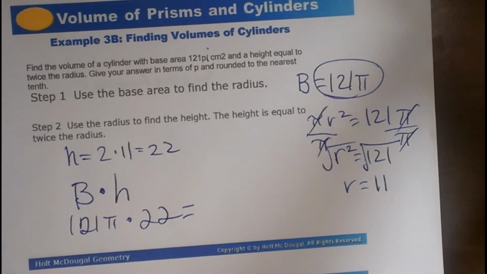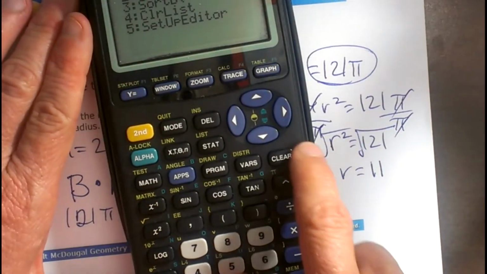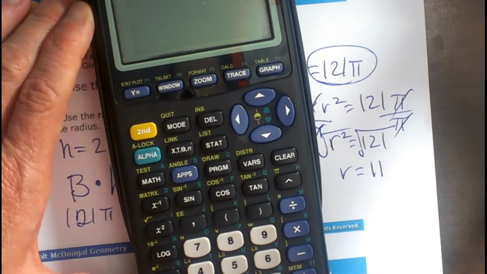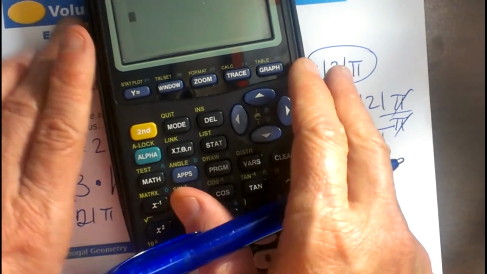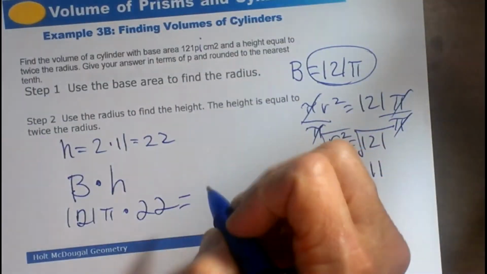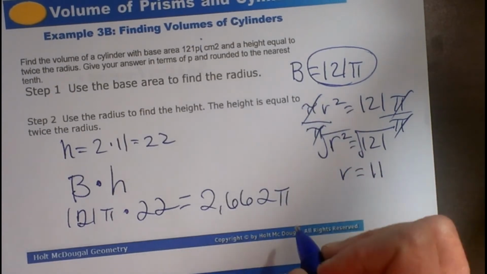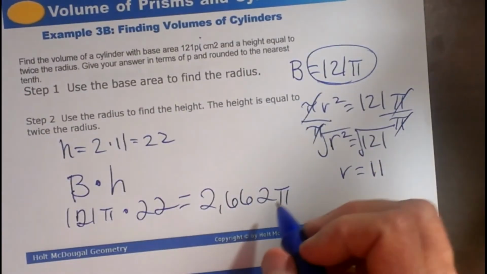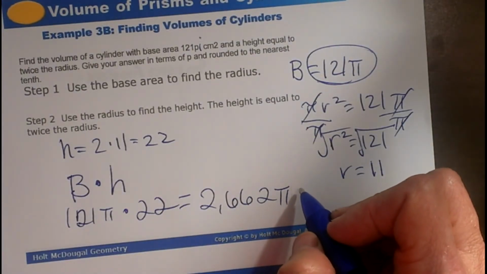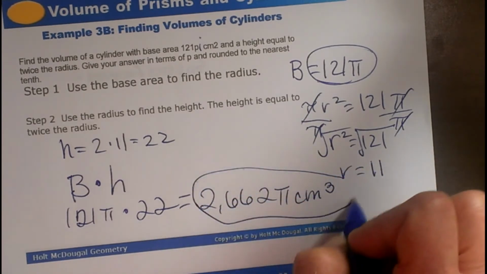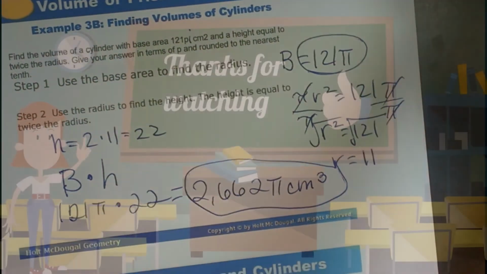So let's grab our calculators. 121 times 22. And that's 2,662 pi. Don't forget your pi. Leave it in terms of pi. And then this would be in centimeters. And it's volume, so it is cubed. Okay, so that was a working backwards one.